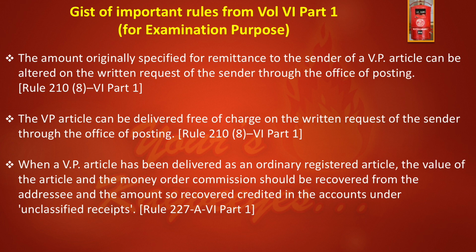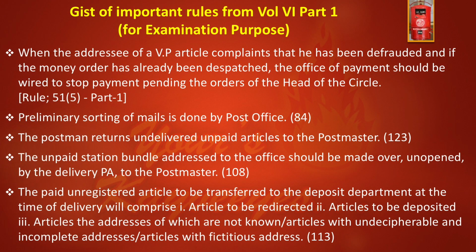When a VP article has been delivered as an ordinary registered article, the value of the article and the money order commission should be recovered from the addressee and the amount so recovered credited in the accounts under the unclassified receipts. Rule number 227A. When the addressee of a VP article complains that he has been defrauded and if the money order has already been dispatched, the Office of Payment should be wired to stop payment pending the orders of the head of the circle. Rule number 51.5.